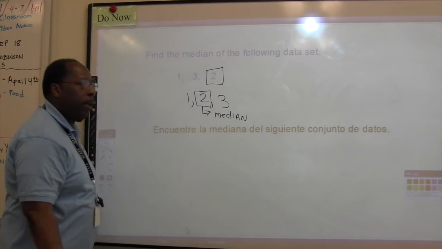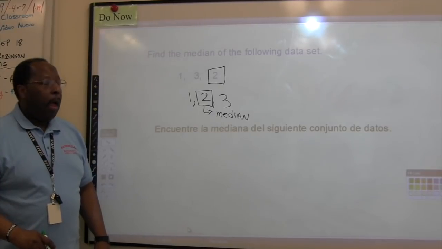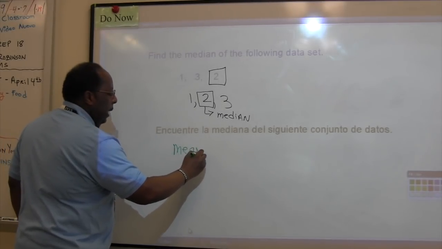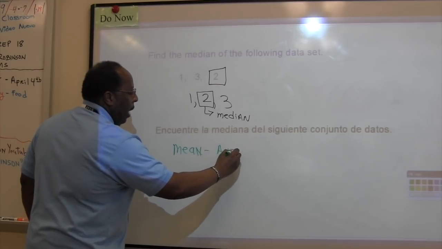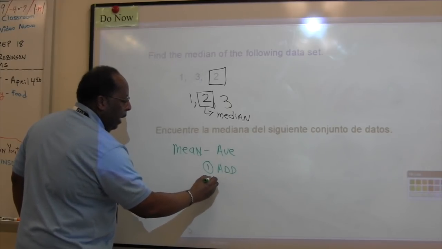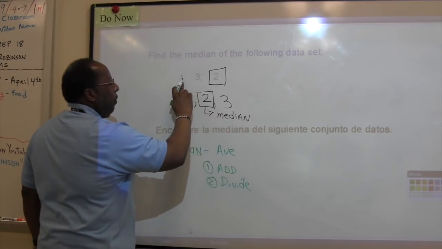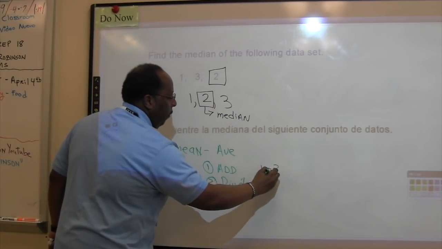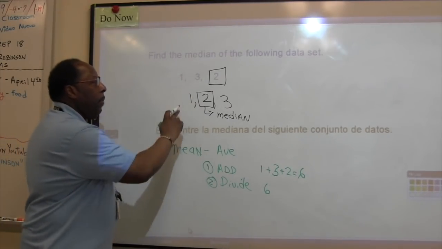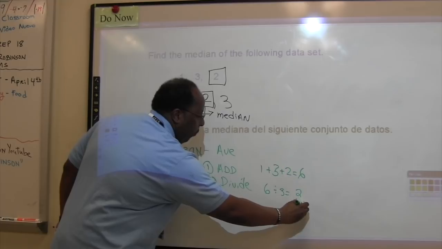So we're going to talk about those 3 magical words of statistics: mean, mode, and median. All right, so first what we dealt with was median. So now we're going to deal with mean. Mean is another way of saying the average. How do you find the average? You add up all the scores, and then you divide by the number of items you have there. So we have 3 scores here: 1 plus 3 plus 2, that adds up to 6. And now we have to divide. Divide by what? The 3 different scores we have. So if we divide that by 3, our average would be 2. So that would be our average, which is called the mean.